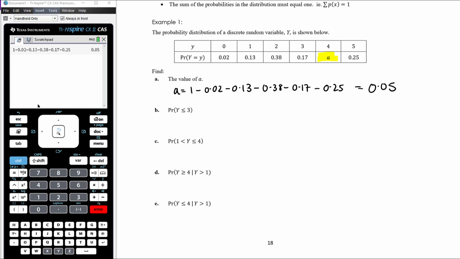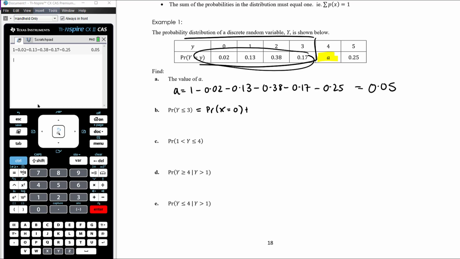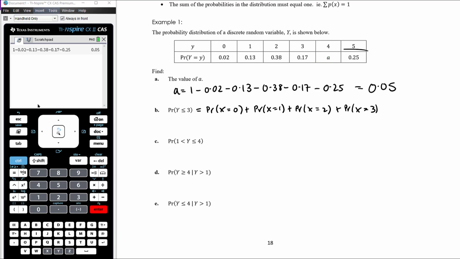Then we want to find the probability that y is less than or equal to 3. That means y could be 0, 1, 2, or 3, so we're adding up these 4 probabilities. So it would be probability of x equals 0 plus probability of x equals 1 plus probability of x equals 2 plus probability of x equals 3. Or you might instead decide to do 1 minus the probability that x equals 4 minus the probability that x equals 5. In this case, that's 1 minus A, which is 0.05, and minus 0.25, so it leaves us with 0.7.